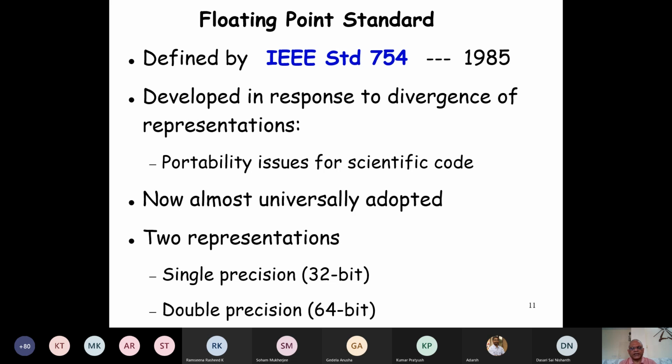There are many cases where standardization did not succeed. We say that some computers are little endian, some computers are big endian, and so on. Standardization did not succeed there. But here, this is a success story. The floating point standard is used universally.